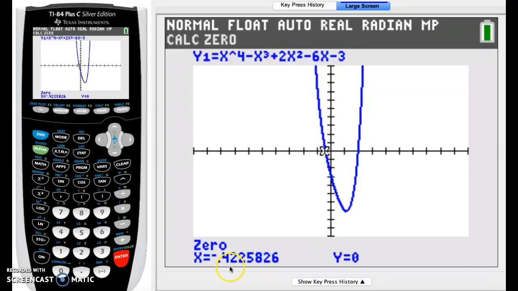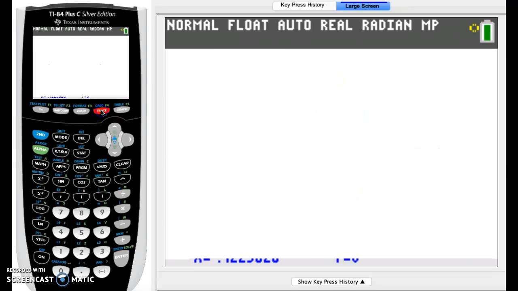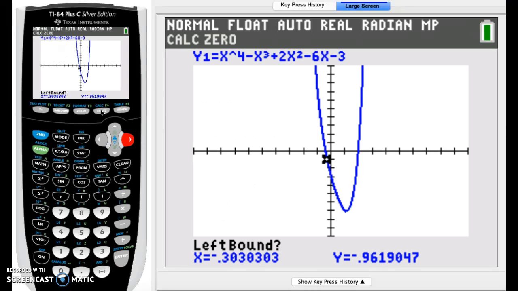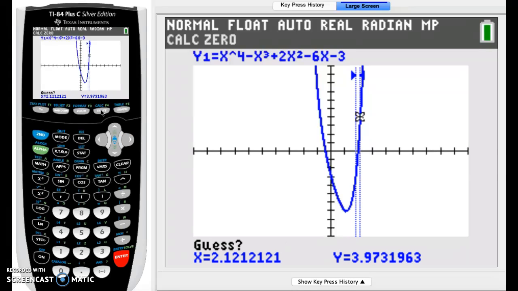Okay, so let's do that process again. This time I'm going to try and find the 0 on the right. Okay, so we're going to hit second, trace again. We're going to go to that second option. We want to find a 0. This time I'm going to move my spidery cursor over. Oh, too far. I'll hit enter. That's a left bound. Scooch over. Enter. I'm on the right side. Do I want it to guess? Of course. So I hit enter again.